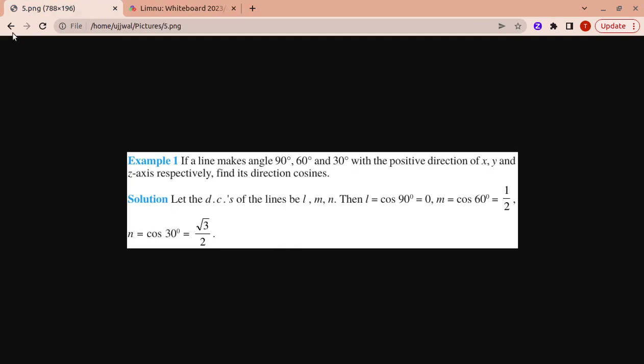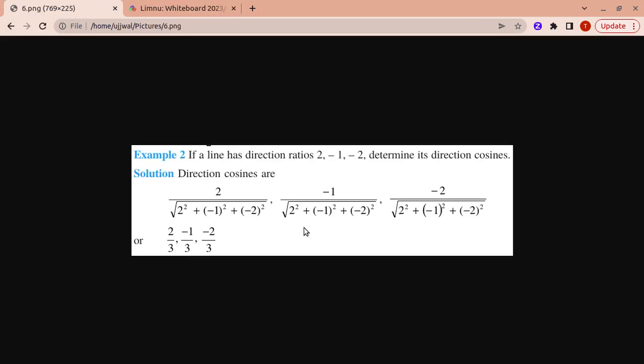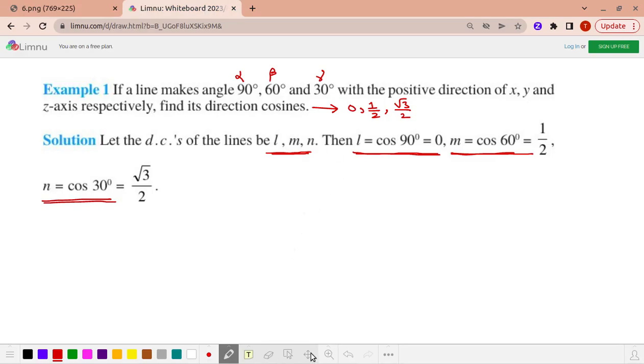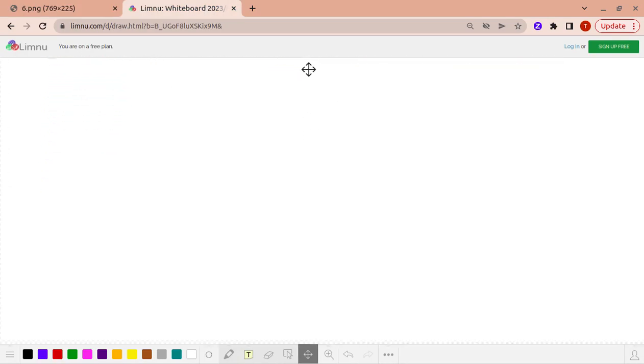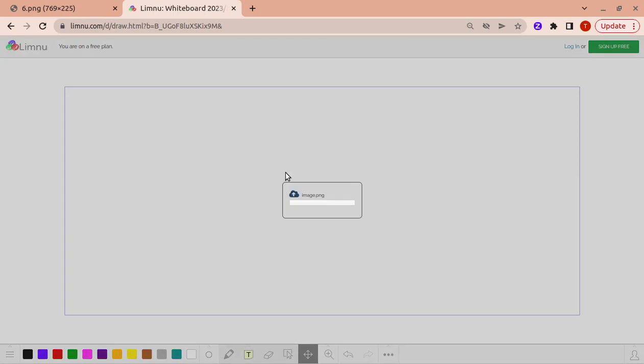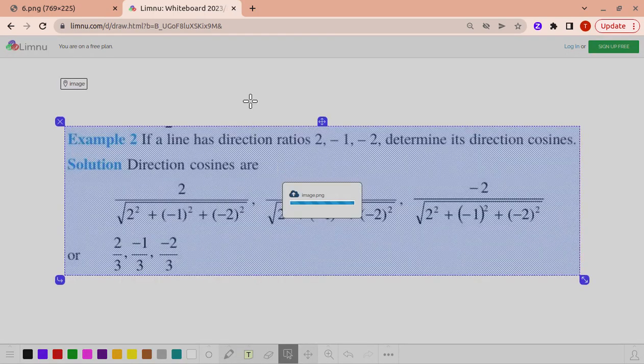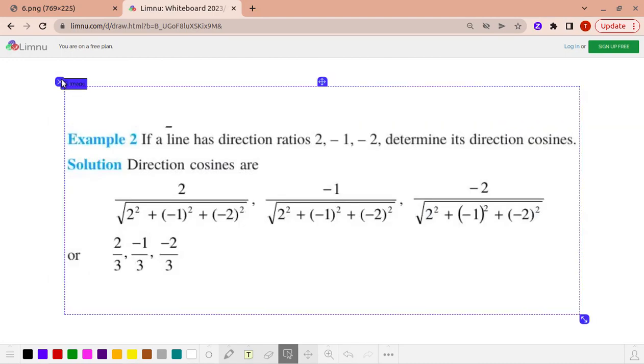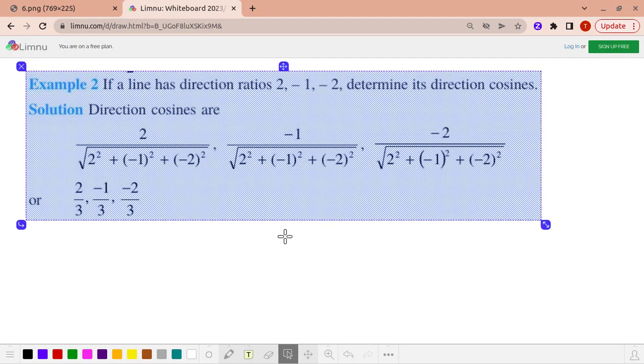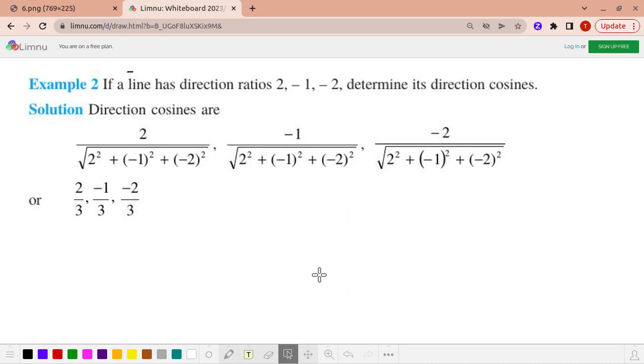Now let's proceed to the next question. What is given, dear students? Let me first place it here and after that I will explain. The question is that if a line has direction ratios 2, minus 1, minus 2, determine the direction cosines.